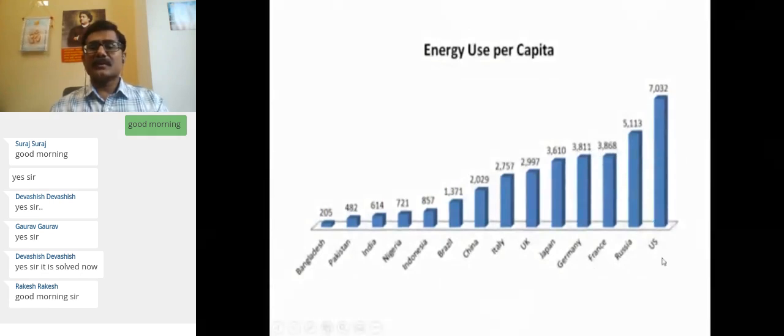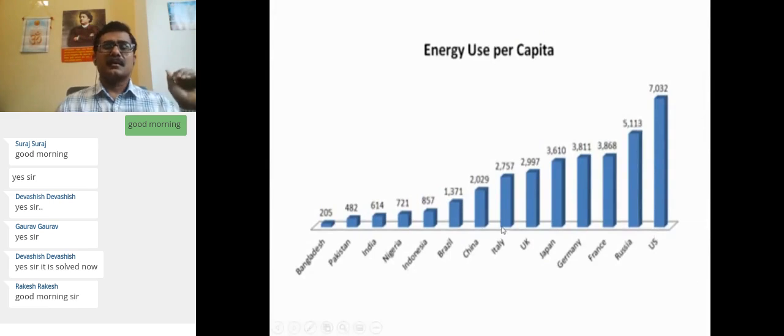If you compare our consumption with the United States, it is 7,000, and India is 600. So that is nothing but 10 times more consumption for the United States. Per capita energy consumption for the United States is nearly 10 times that of India. So that trend also shows the standard of living for that particular country, isn't it? So that is a bird's eye view of per capita energy consumption for the various countries.